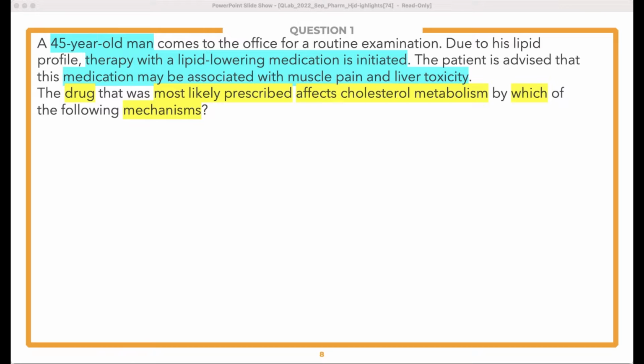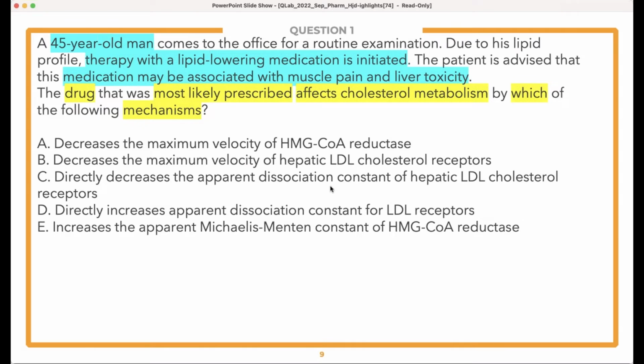So I think step one, we've got to figure out what is this drug, and then two, what is the mechanism of this medication and how it affects cholesterol metabolism, okay? So at least a two-step question here. So let's go ahead and take a look at those answer choices. And as you can see, we've got 5 answer choices there, okay?